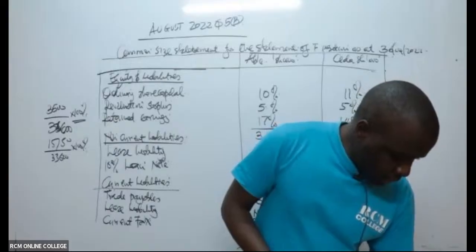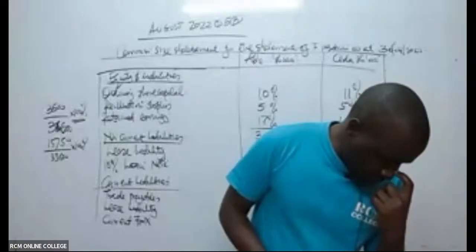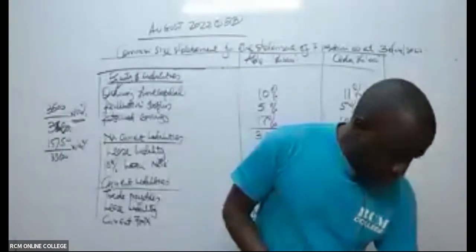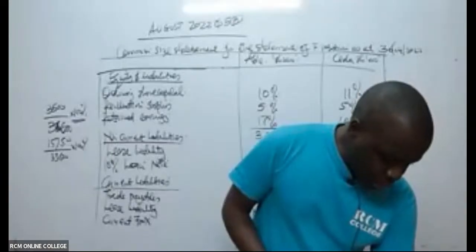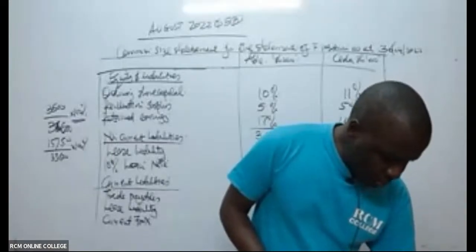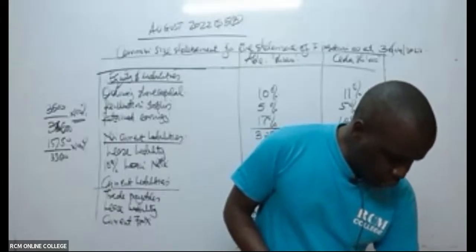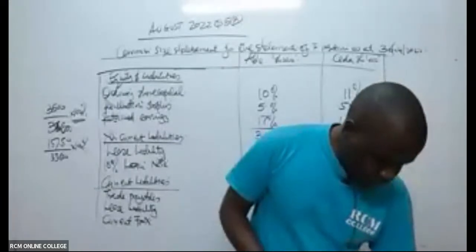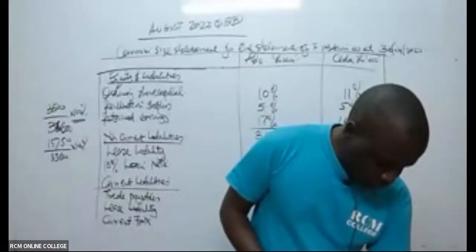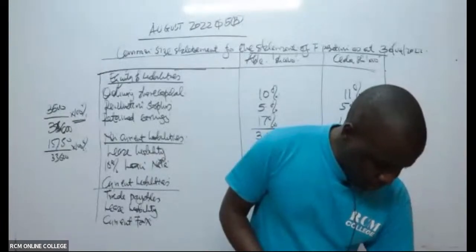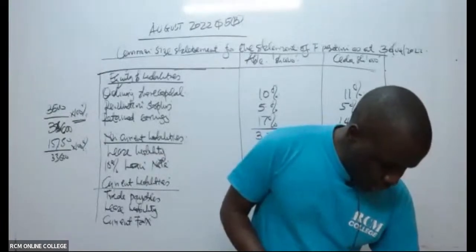So of course, that is how you would have been able to do Roman 1 and Roman 2. Roman 3 in this case wanted you to advise the directors of AAB Limited on the best company to take over.